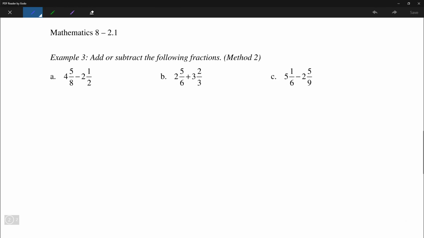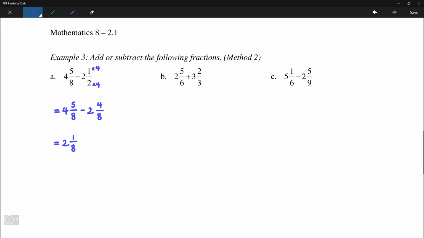Well, in the first case, the lowest common denominator is 8, so we will be multiplying the second fraction, the 1/2 part, by 4 in both the numerator and denominator. So that will give us 4 and 5 over 8 minus 2 and 4 over 8. So we can subtract the whole number parts. 4 minus 2 is just 2. And the fraction parts, 5 over 8 minus 4 over 8 is 1 over 8.